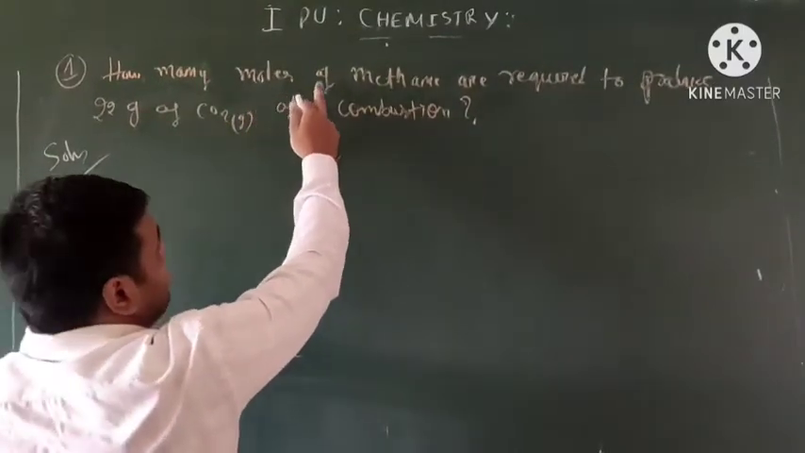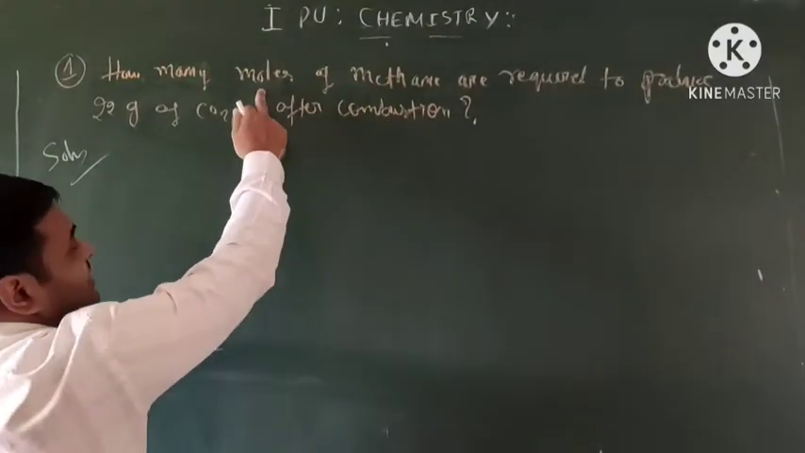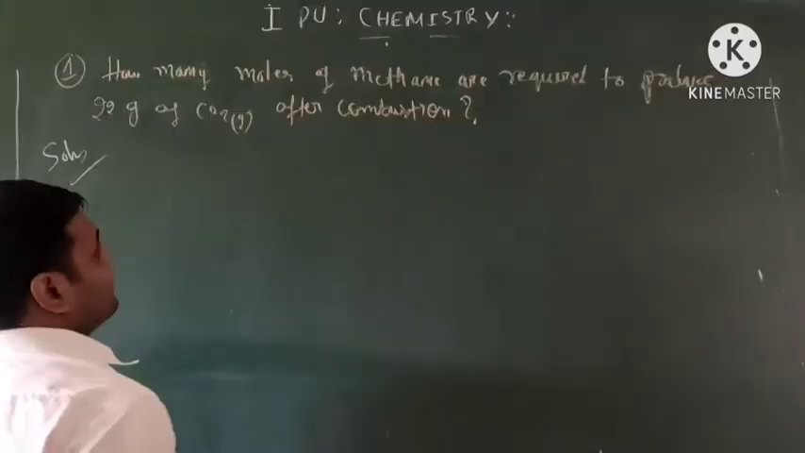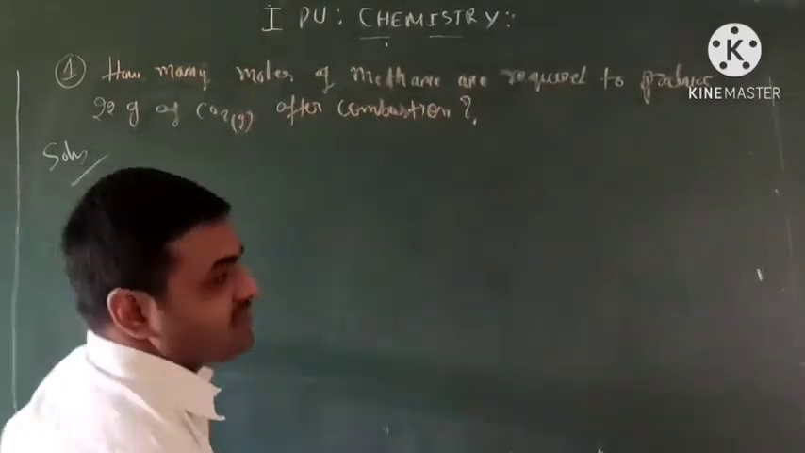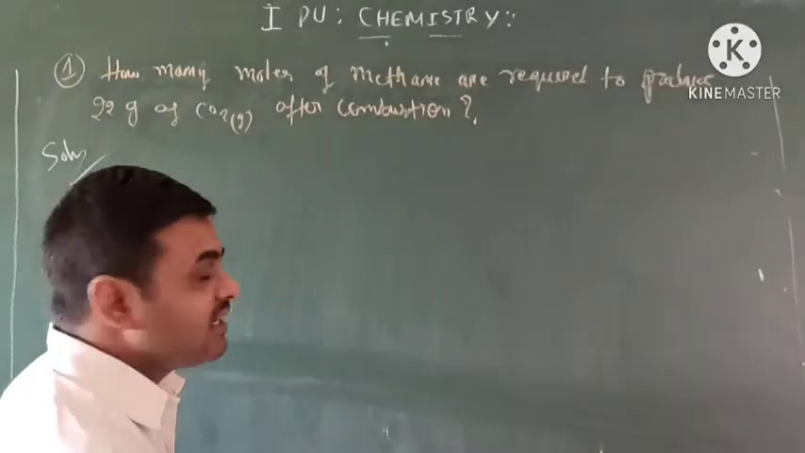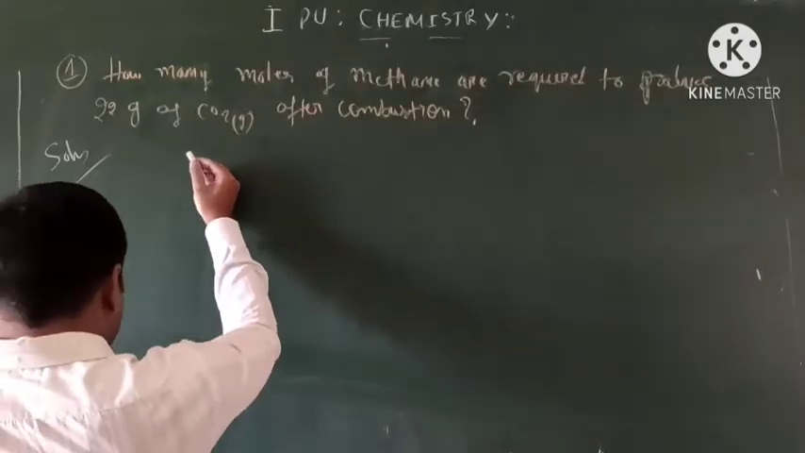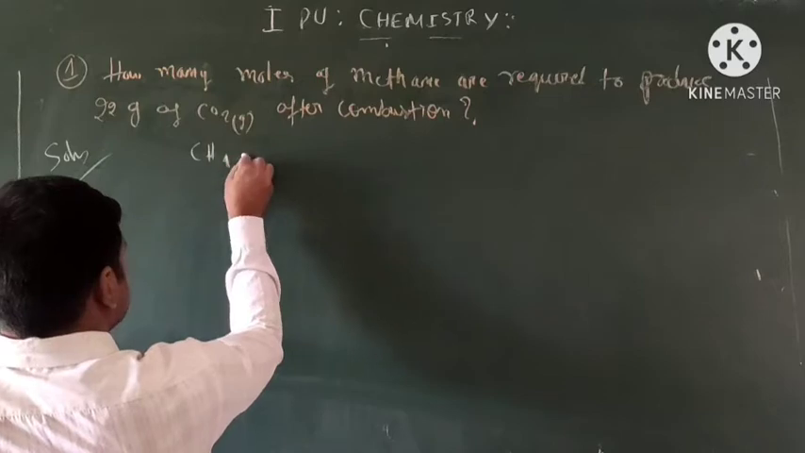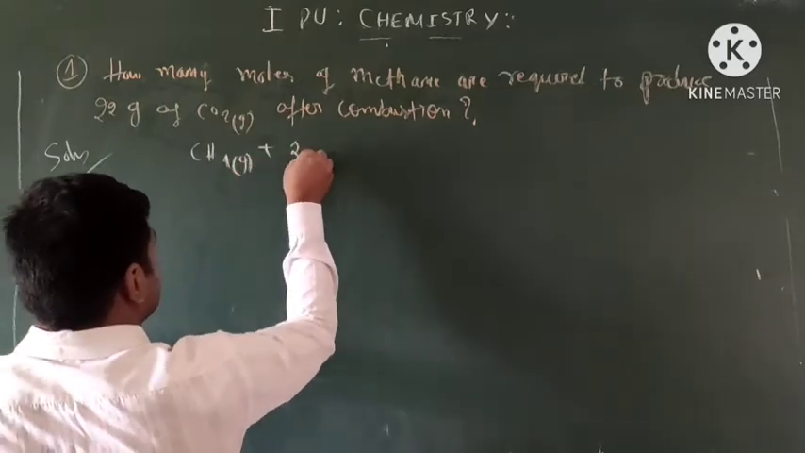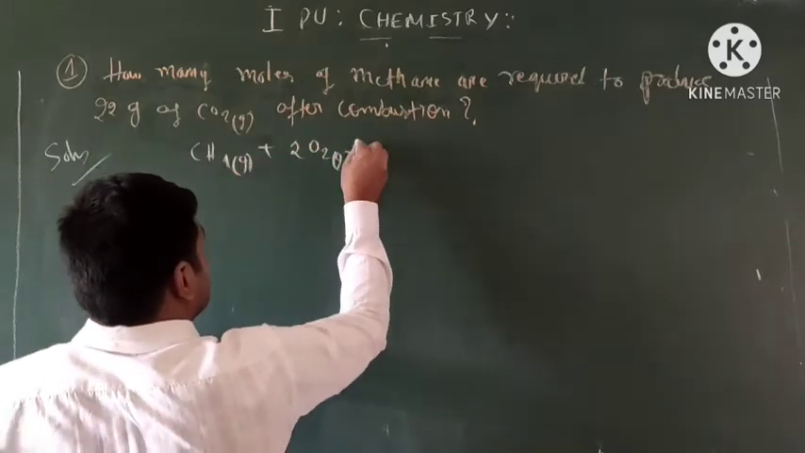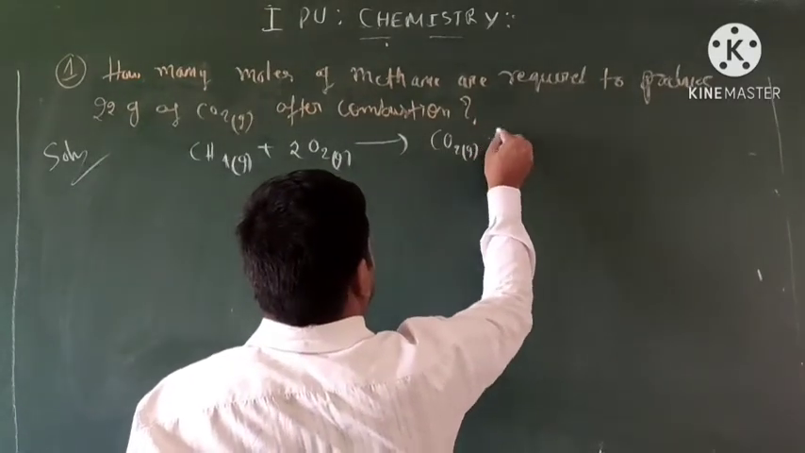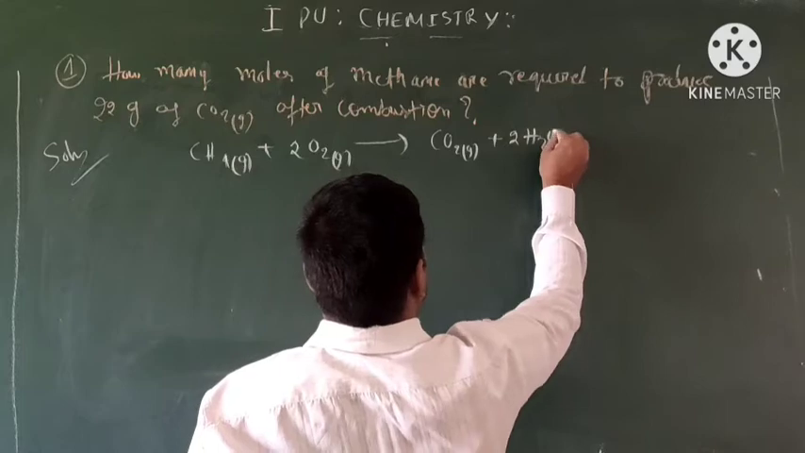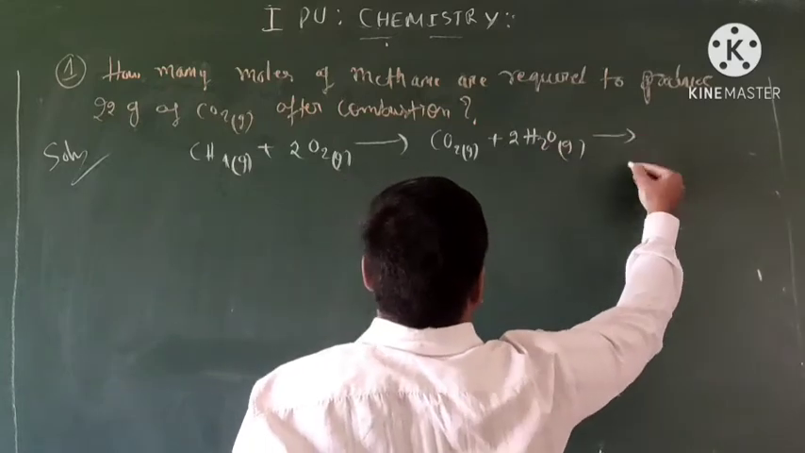How many moles of methane are required to produce 22 gram of carbon dioxide? Already, you can write the equation. The equation is CH4 gas plus 2 oxygen molecules gives carbon dioxide and 2 water molecules. Okay, this is the equation.